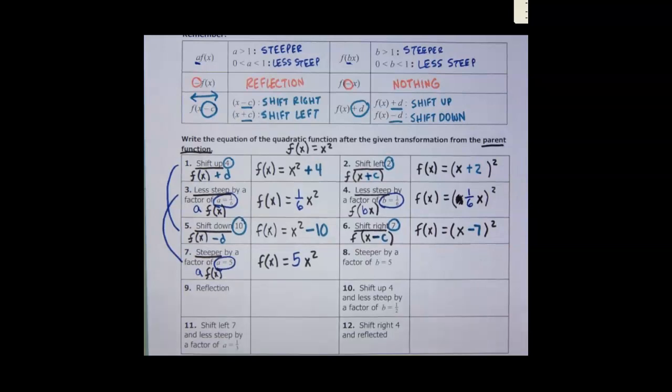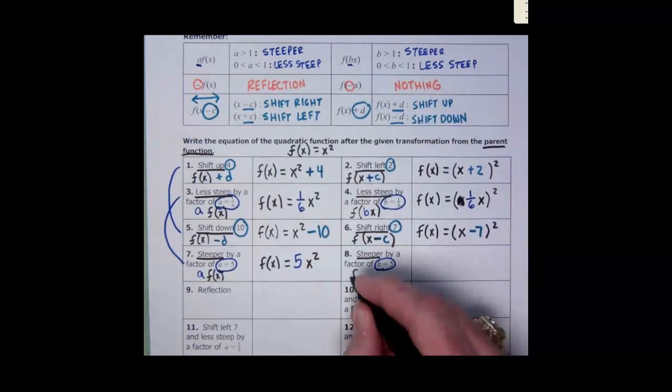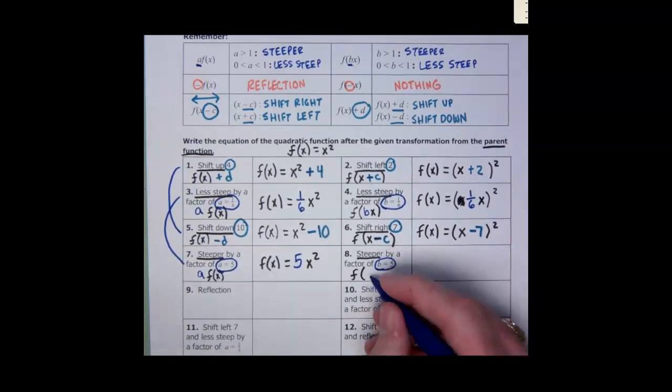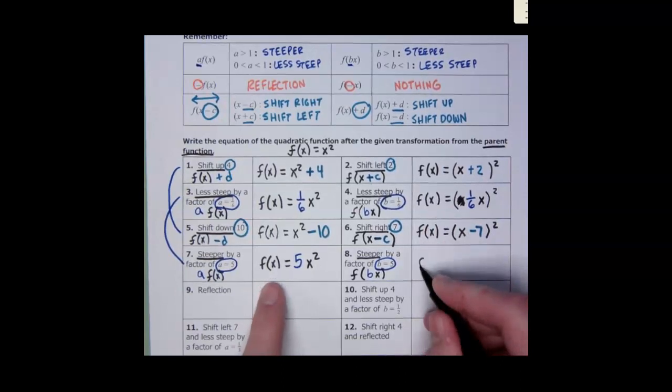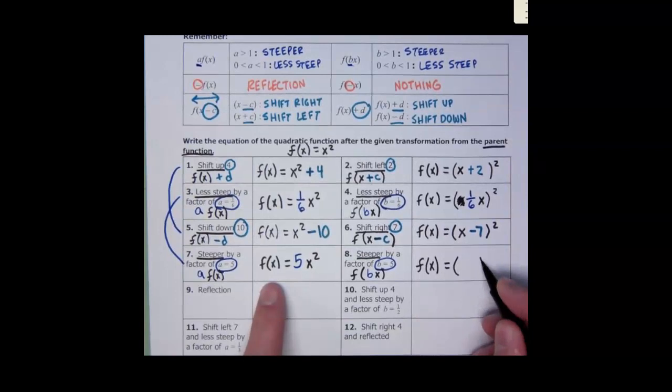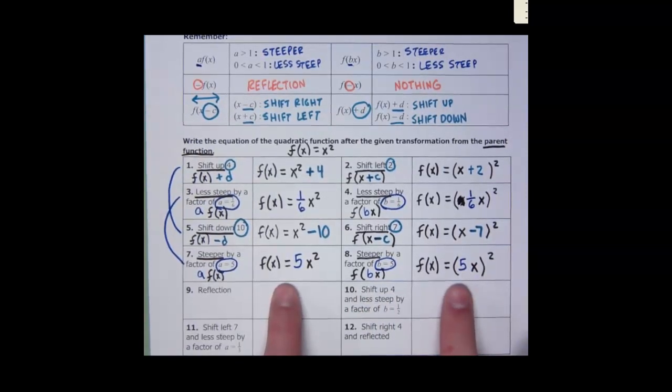Okay. Number 8. Steeper by a factor of b equals 5. So again, I'm going to look and see what rule I'm going to use. B, steeper. I'm going to use this equation. F of b, okay, b x, f of dx. Okay, so just like I did up here, I'm still going to make my parentheses. So I'm going to have f of x equals something squared. I just don't know what's in there yet. I know there's going to be an x, and before my x is going to be a 5 because that's my b. So again, 7 and 8 are very similar to each other, except 5 is inside the parentheses, 7 is not inside the parentheses, just like 3 and 4 were.